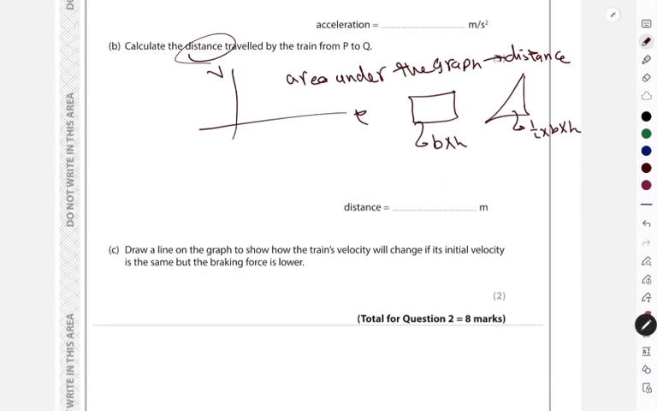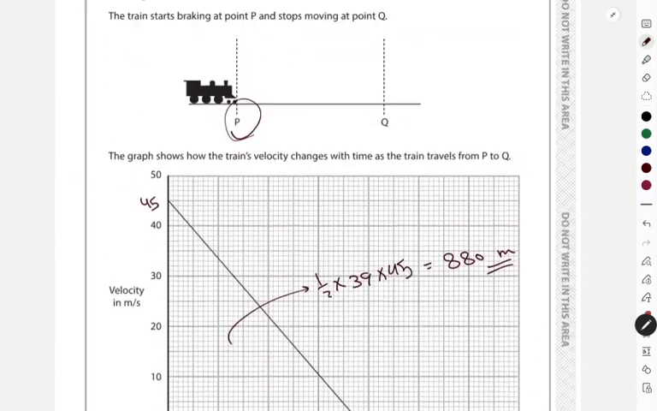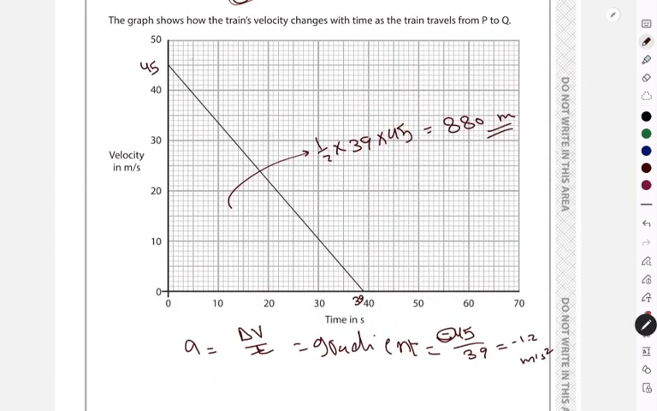Draw a line on the graph to show how the train's velocity will change if its initial velocity is the same but the braking force is lower. It will be decreasing velocity from the same initial velocity we started with from the graph. Same initial velocity. It will be shallow gradient. Like this, from the same initial velocity. Not like this, I'm using tablet so it's not that good in drawing. Yes, something like this.